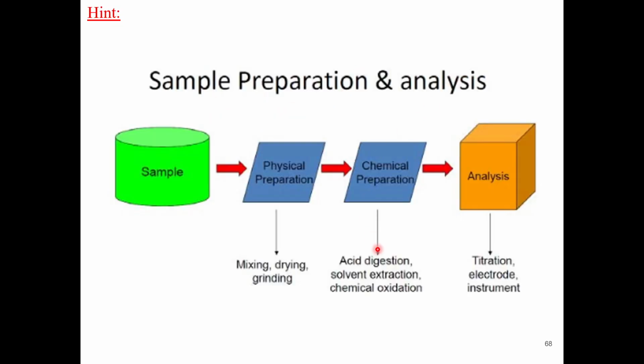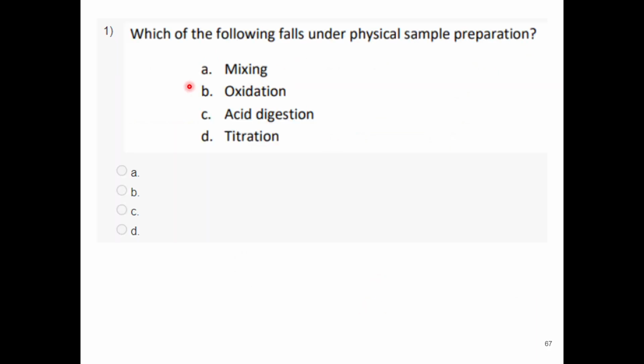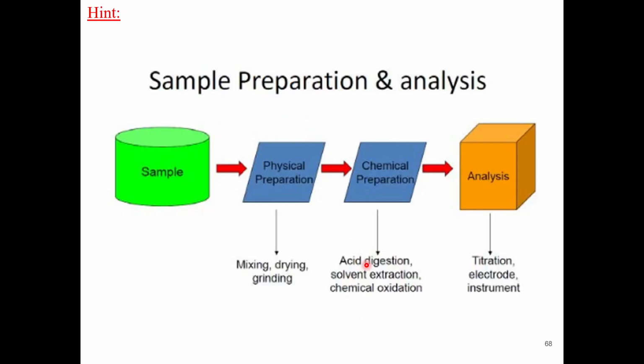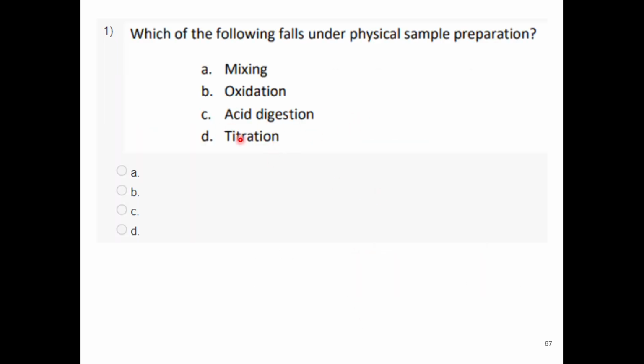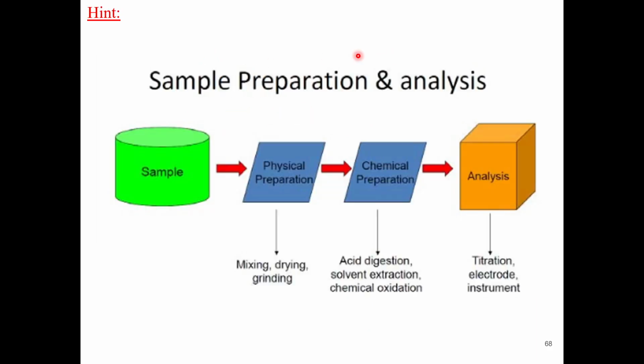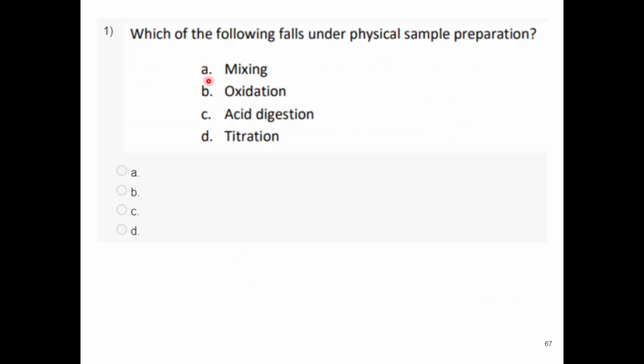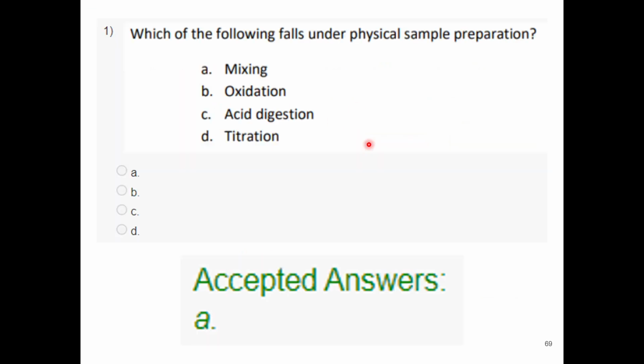The oxidation falls in chemical preparation, so that is wrong. The acidization also falls in chemical preparation, that is also wrong. The titration comes under analysis, so that is also wrong. So what comes under physical? That is mixing. So A, mixing, is the correct option.